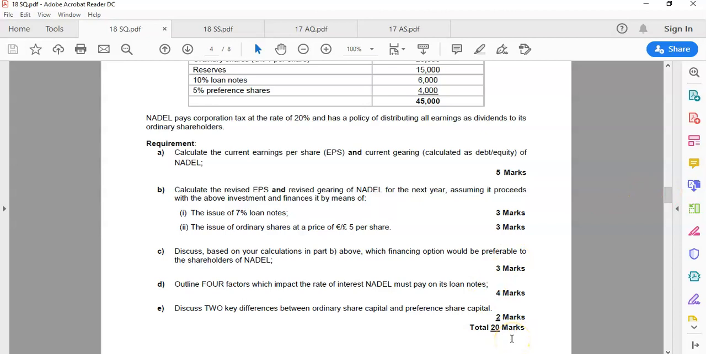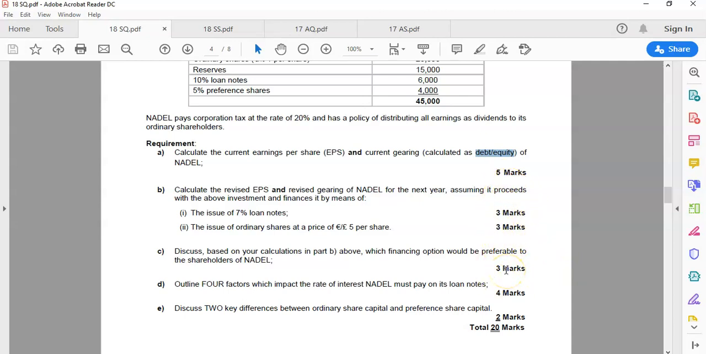So 20 marks for Summary 18. And what you're looking at here is calculate the current EPS and the current gearing ratio. And they tell you the formula of the gearing, debt over equity. Then they want you to calculate the revised earnings per share and revised gearing, assuming it raises debt, 7% loans, or assuming it raises new equity. So essentially looking at that capital structure decision to figure out what impact that has on key ratios. And then discuss, based on B, which one would be preferable. So essentially come to a conclusion. So you have there 5 plus 9, 14 marks.